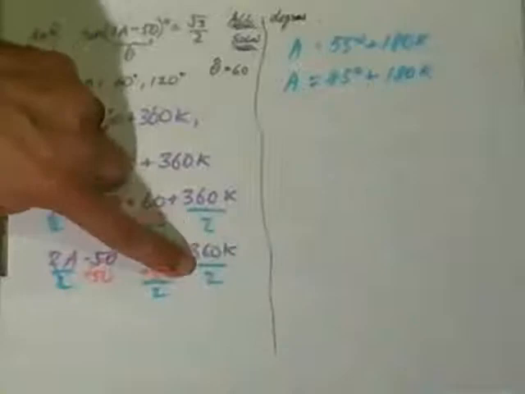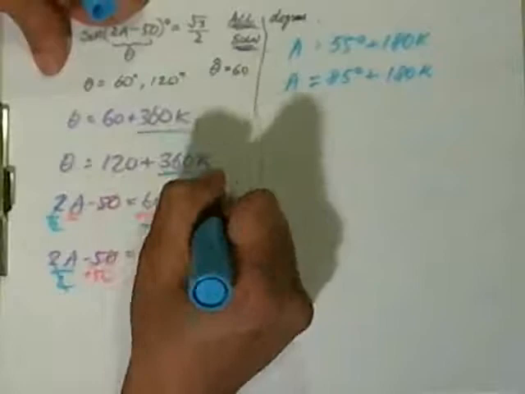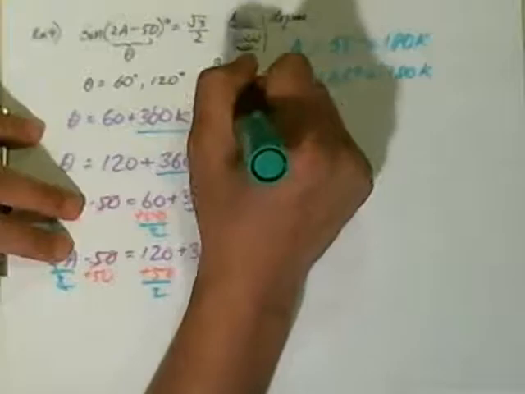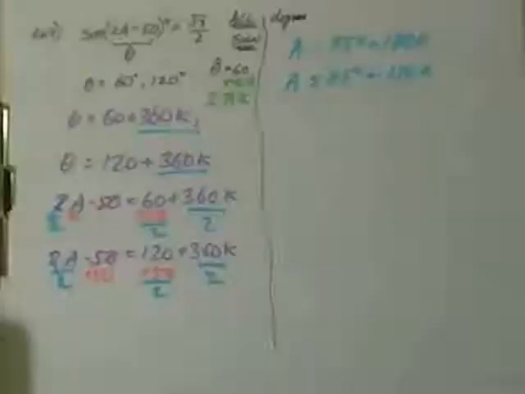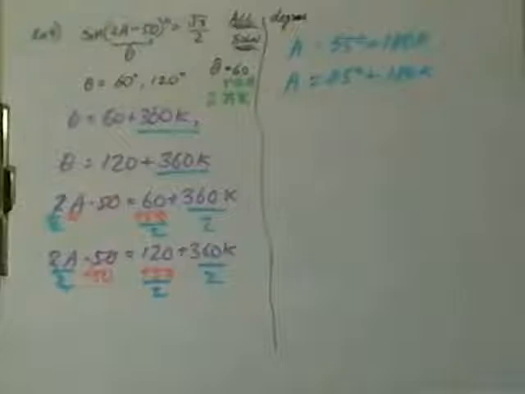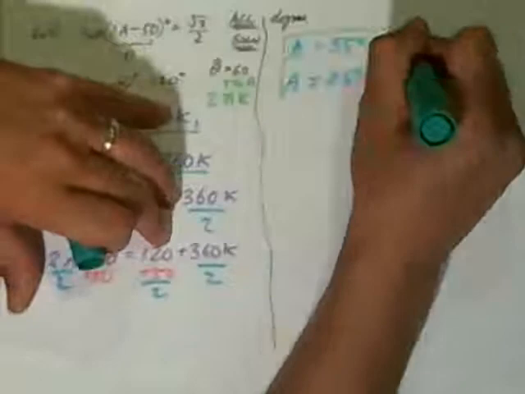So don't forget, when it says all solutions in degrees, you have to have 360K. If it's in radians, it's just going to have 2 pi K. So that's the only difference between all solutions. Okay? Let's see if that's right. I'm going to check it out. 55 plus 180K, 85 plus 180K. Perfect. I like to box my answers nice and colorful just for you guys.